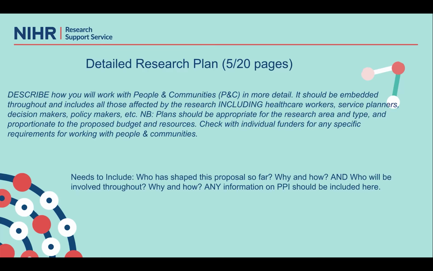So, for example, if you have work packages, within each of the work packages you could put a bit of information about your plans for patient and public involvement in that work package. You'd need to include who has shaped this proposal so far and why and how. So in terms of embedding this, it would be about identifying how feedback has had an impact on the proposed methodology when you describe the methods, who's going to be involved throughout and how. So all of the information on PPI does need to be included in this section.